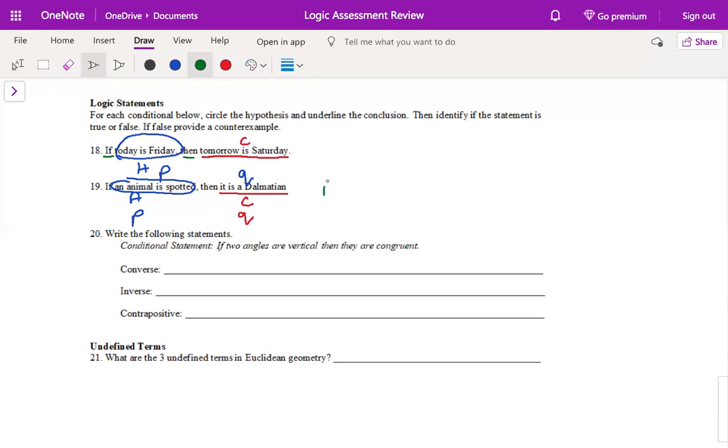Well, this is actually false. Why is that false? Well, if an animal is spotted, it doesn't necessarily have to be a Dalmatian. And a good counterexample might be a leopard, right? So that's spotted, but it's not a Dalmatian. You could always use cheetah, or perhaps even a giraffe might be spotted. So you've got plenty of choice here for a counterexample or one of your own.